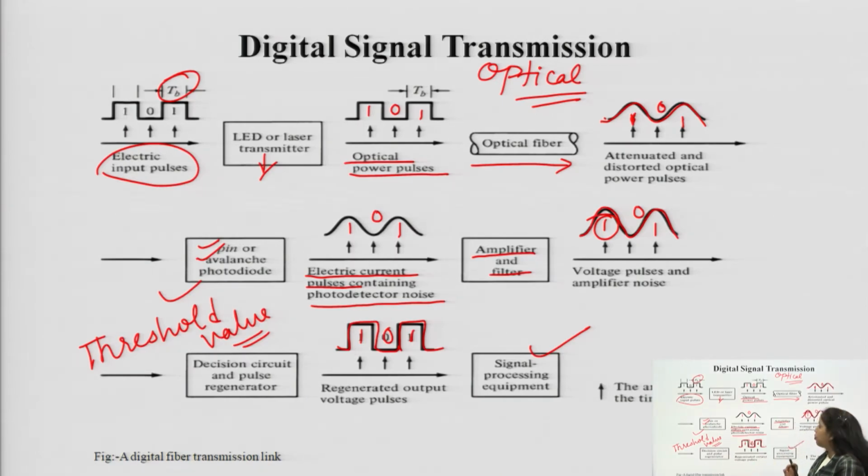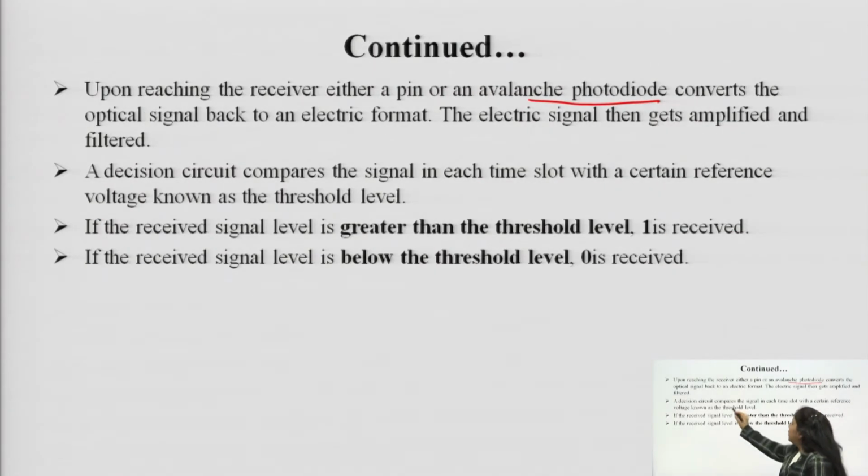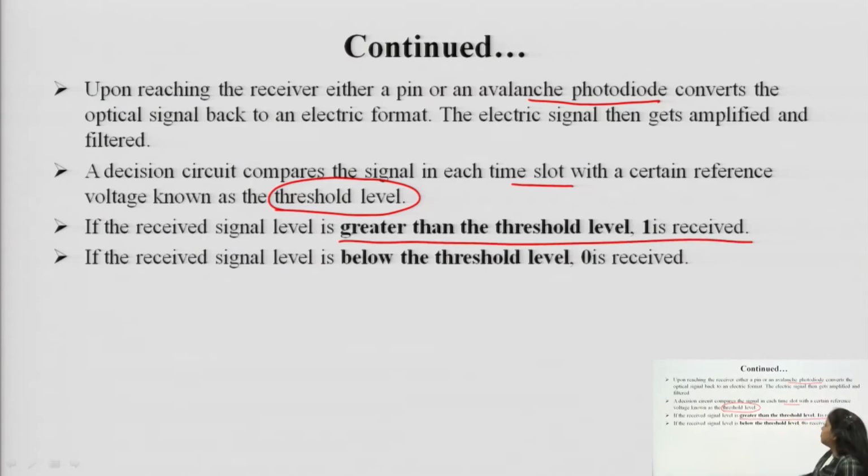a threshold value. So, the decision making circuit compares the signal which is received at each time slot with a certain reference voltage, which is known as the threshold voltage. If the received signal is greater than the threshold voltage, 1 is received, and if the received signal is below the threshold voltage, 0 is received. The same thing which is depicted in the diagram is written here in the form of words.